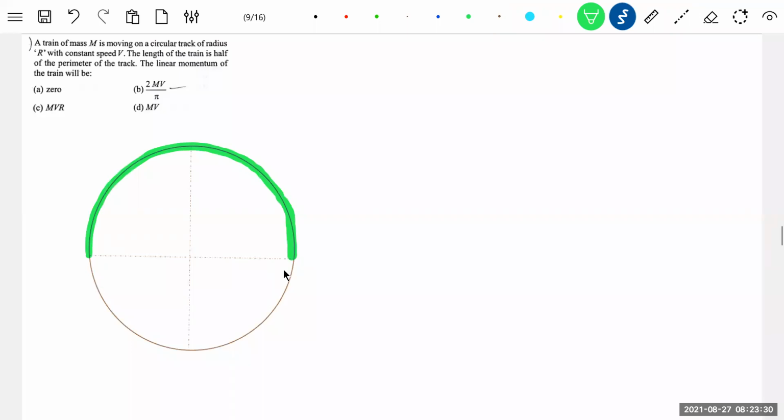So what is the speed of each and every bogie? It will be the same, but the velocity will be different. The radius of the track is given as r. What is the question asking? Momentum. Momentum is a vector quantity, so what should we do here? How to calculate the linear momentum of the train? Half of the perimeter means the length of the train should be equal to pi r.